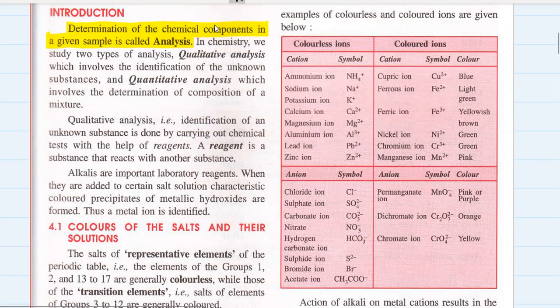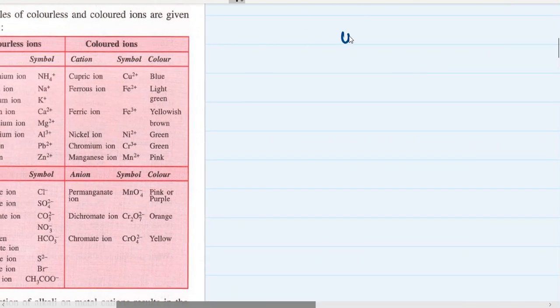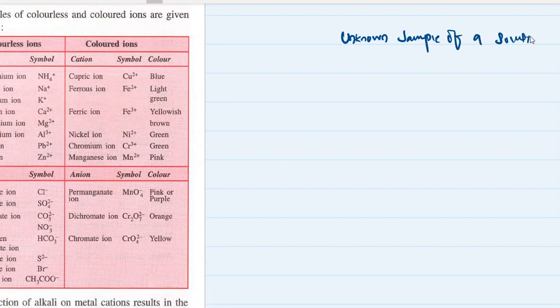What do we do in this chapter? We determine the components, the chemical components in a given unknown sample. So basically, they will give us one unknown sample of a substance, mostly a solution. We will be provided with an unknown sample of a solution, okay, in a test tube.